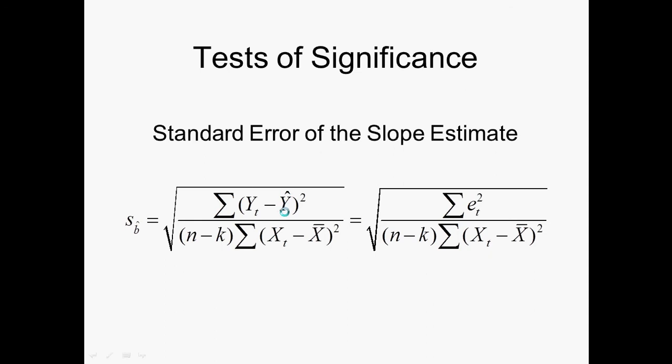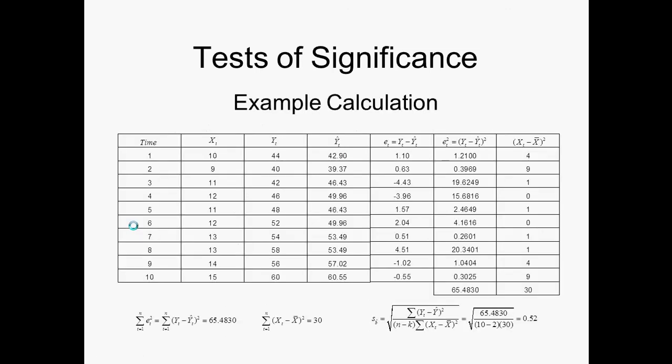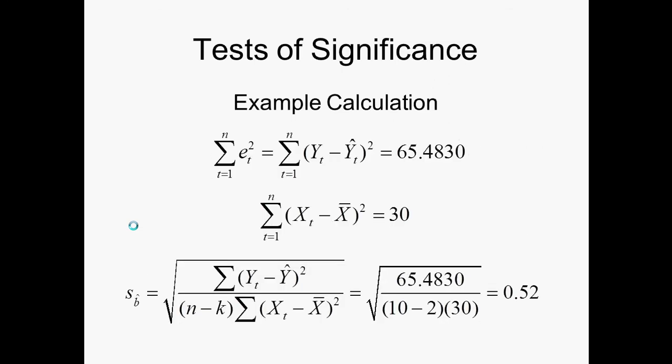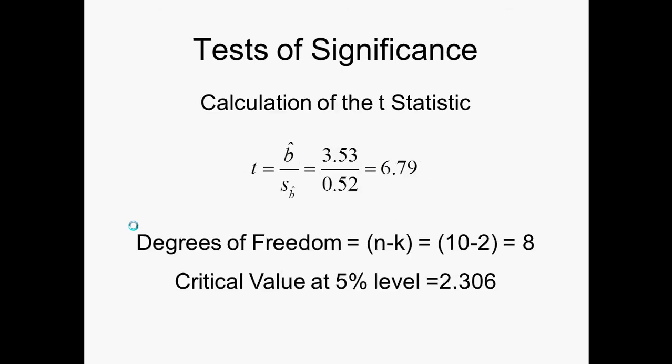This is the vertical deviation from the predicted values. But down here we do have the total deviations, the total volume of the deviations. This tells you the standard error of the slope estimate. And this shows you an example of it being calculated. Do you need to know that?